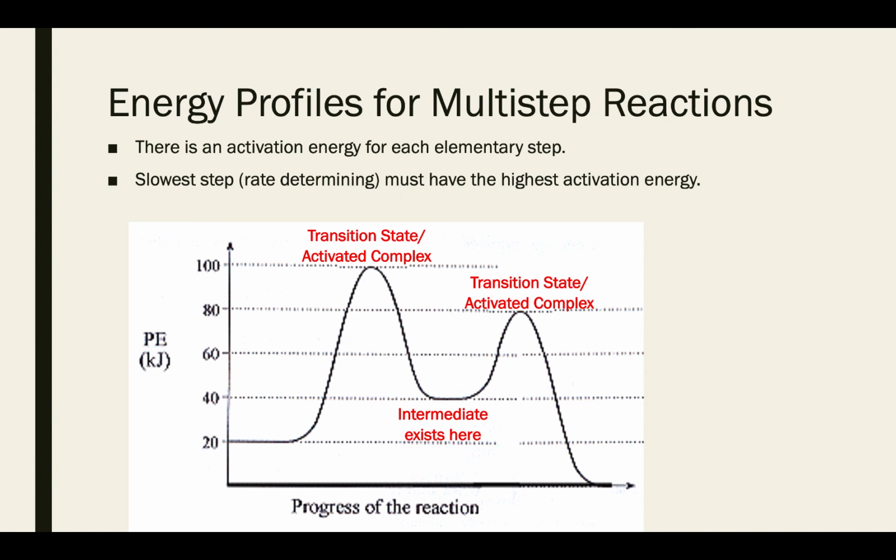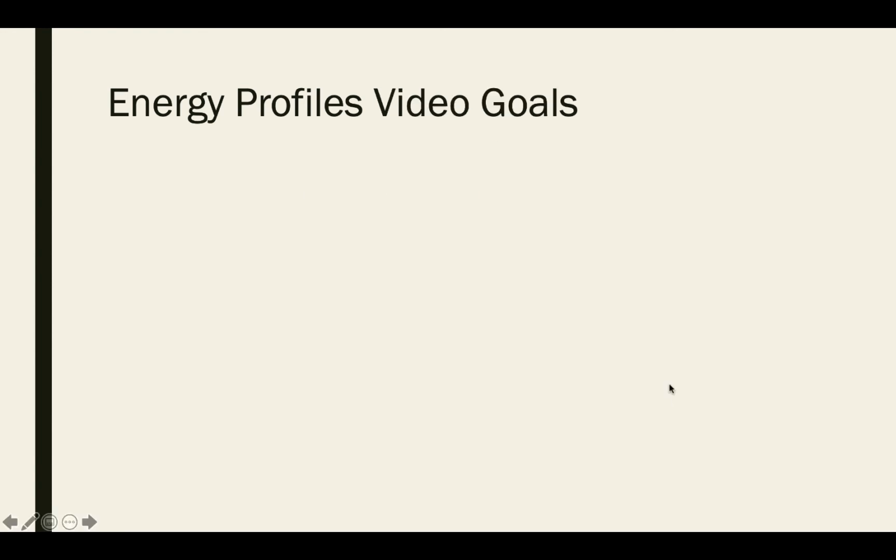The slowest step, which remember is the step that determines the rate, is going to be the one with the highest activation energy, which should make some intuitive sense, right? The one that has the highest activation energy barrier is going to go the slowest. And so in this case, that's this first step. This first step is the rate determining step because it has the highest activation energy. That would make this then the fast step because it has a lower activation energy.